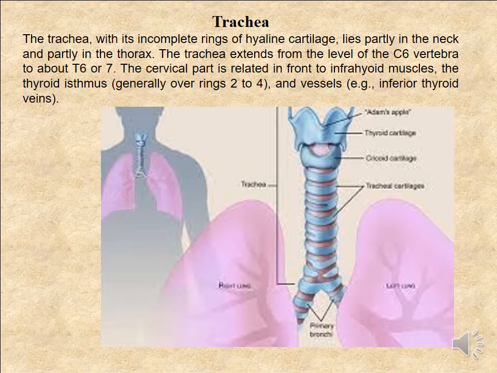The vessels, for example the inferior thyroid vessels, pass by the trachea. Below the cricoid cartilage, the first ring is a complete ring in the cervical area, and the trachea goes to the thorax and divides into two bronchi. This is the course of the trachea.